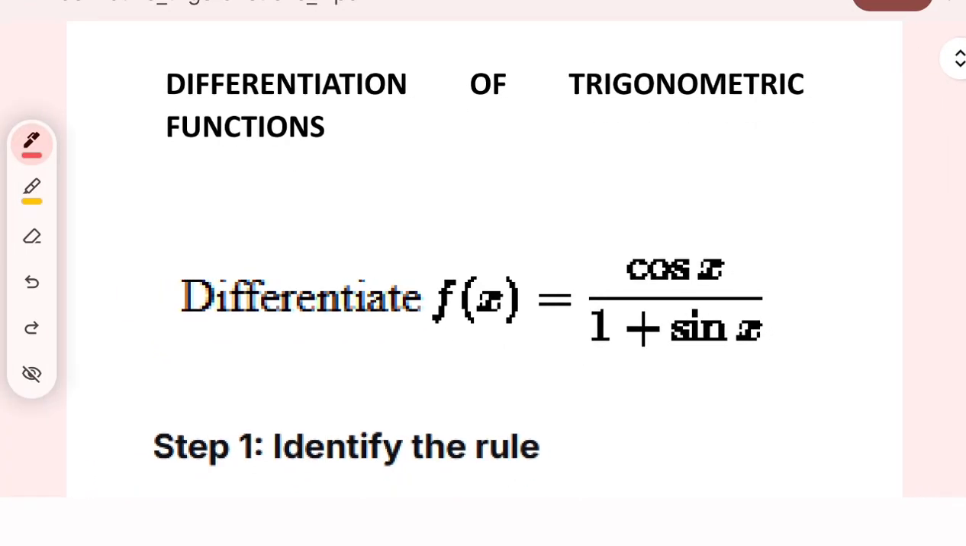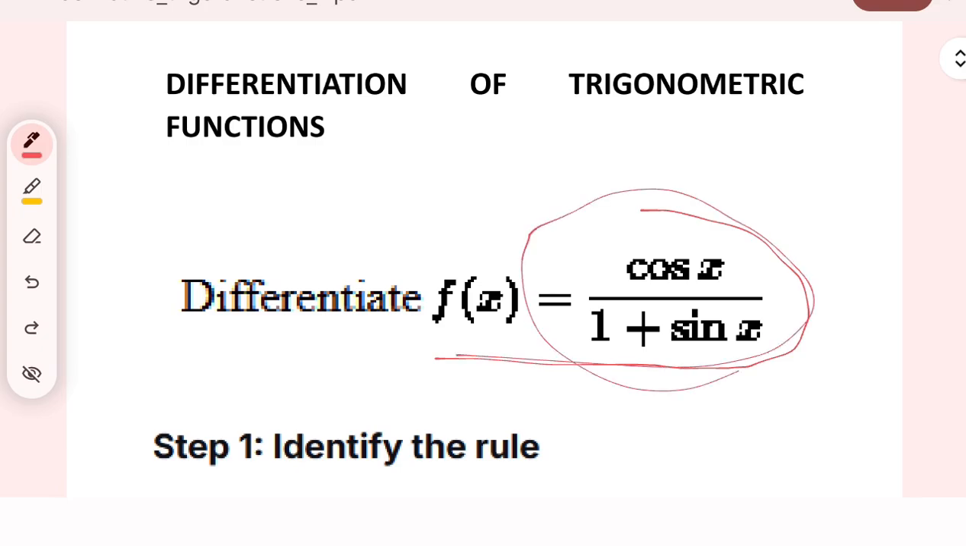So our problem now is we need to differentiate this function, y equal to cosine x divided by 1 plus sine x. We need to differentiate this one, which involves the trigonometric functions cosine and sine.